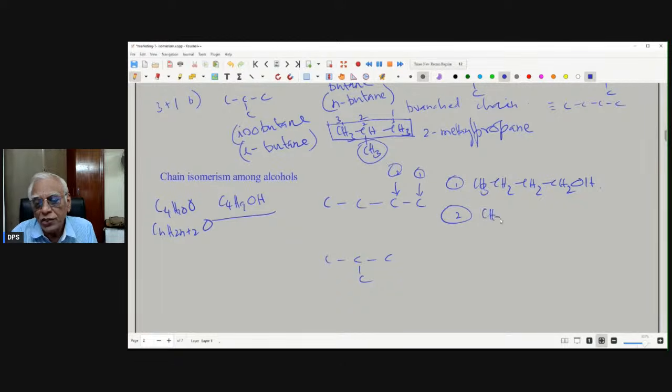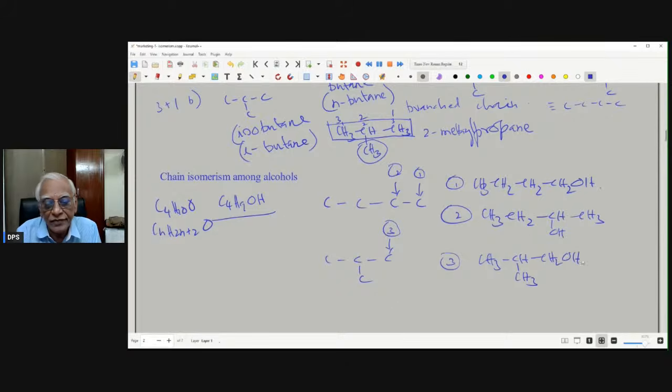The OH group can be on the second carbon atom. If it is on the second carbon atom, instead of CH2, you have CH only, and you put OH here. So there are two isomers. Now, compound 3, I can have the OH group here with the skeleton, so it should be CH, CH3, CH2, OH. Or I can have the OH group attached to the middle carbon atom, so it could be the fourth isomer, CH3, C, OH.